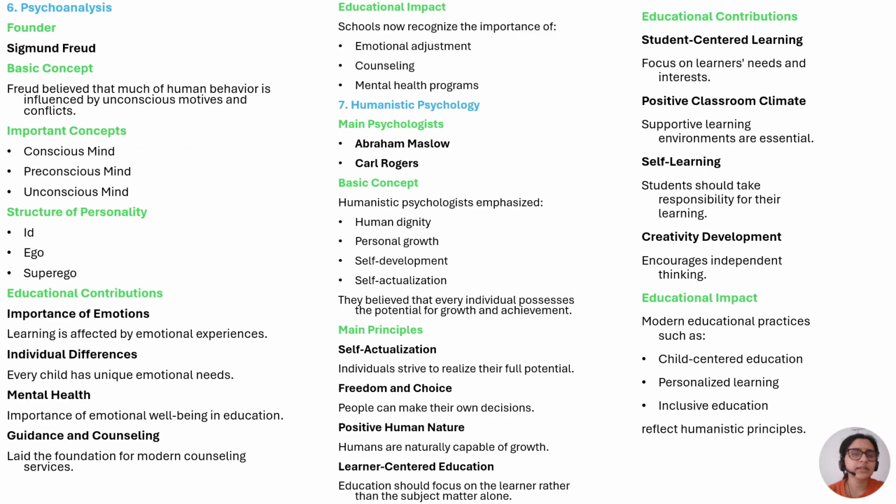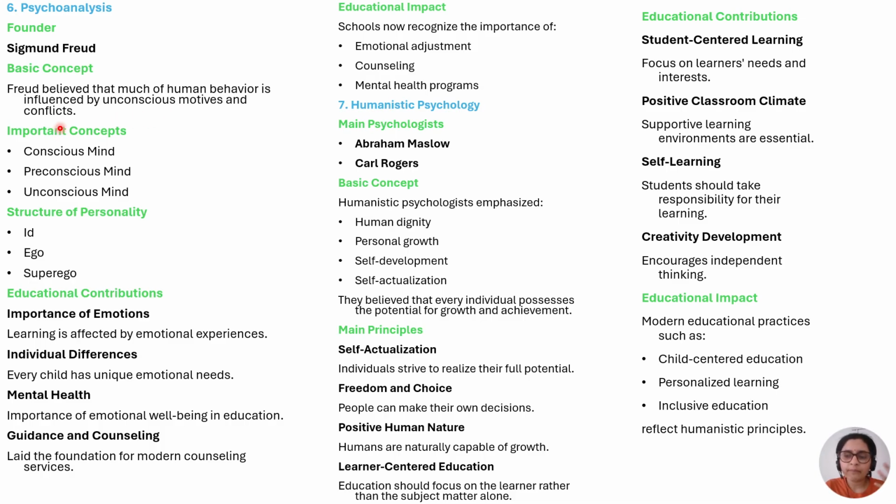Then the next one is psychoanalysis. The founder is Sigmund Freud. He believed that much of human behavior is influenced by unconscious motives. That means your wishes, or whatever you want, happen unconsciously. So those unconscious thoughts or motives will influence human behavior. Human behavior is influenced by unconscious motives and conflicts.